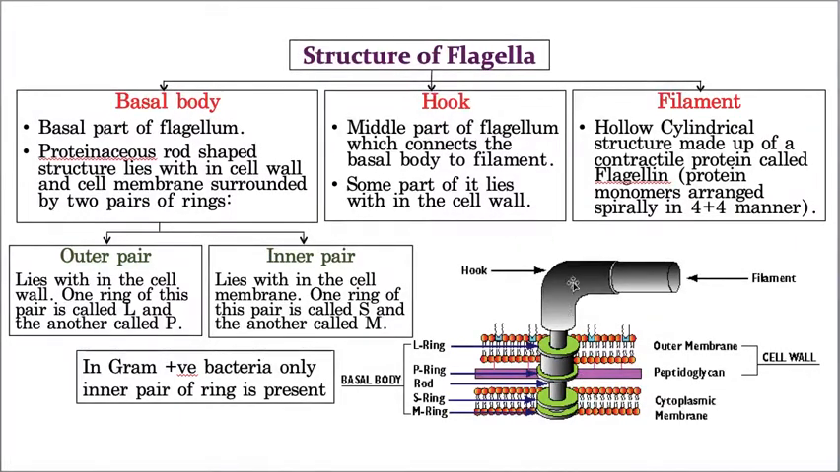Now the second part is called the hook. The hook is the middle part which connects the basal body to the filament, and some part of it even enters into the cell wall. The filament is a hollow cylindrical structure made up of a contractile protein called flagellin, so that it can move from one place to another. The filament is the actual structure which helps the flagellum to move. Okay, this is the structure of flagella.